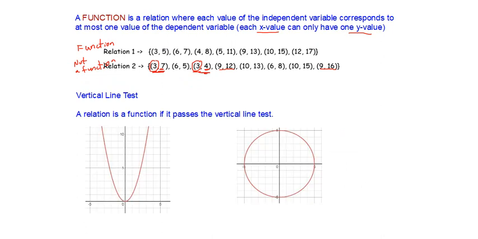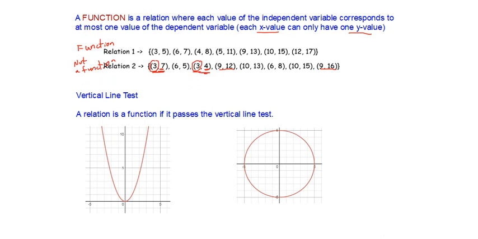And we're going to look at this thing called the vertical line test. So the vertical line test basically tells us whether a relation is a function or not. Let me word that again. If a relation passes the vertical line test, then it is a function.